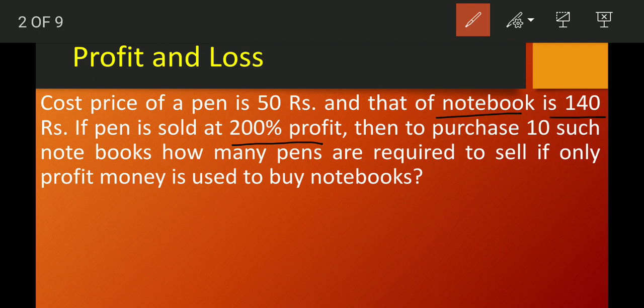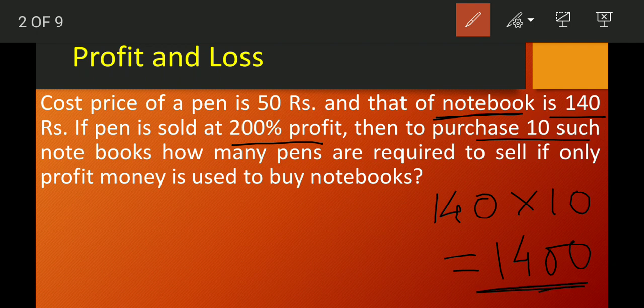buying the notebooks. Here it is given that the cost price of a notebook is 140 and we have to buy 10 such notebooks, therefore total money needed is 1400. So we have to find out by selling how many pens we will get this 1400 amount. So for pens it is given that we get 200% profit by selling a pen.